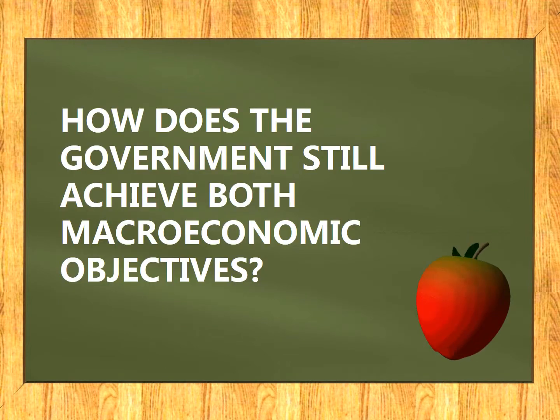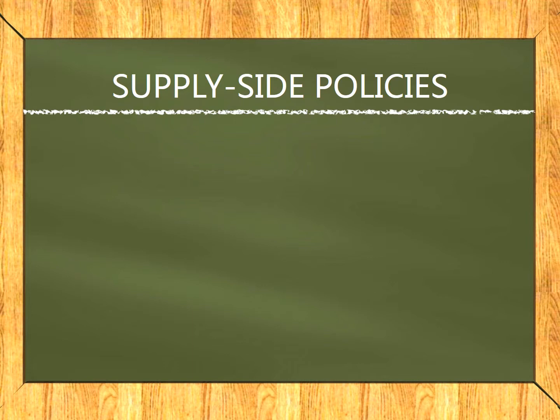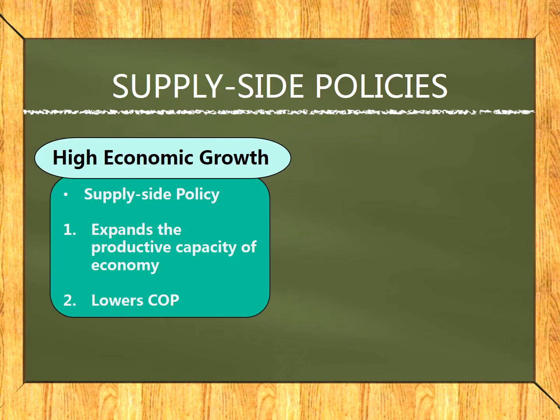So, with this conflict, how does the government still achieve both high economic growth and low inflation? Well, in order to do so, the government can adopt supply-side policy. Supply-side policy has two aspects to it. The first type is to expand the productive capacity of the economy and is a long-run supply-side policy. On the other hand, there is also the short-run supply-side policy which targets lowering the cost of production.